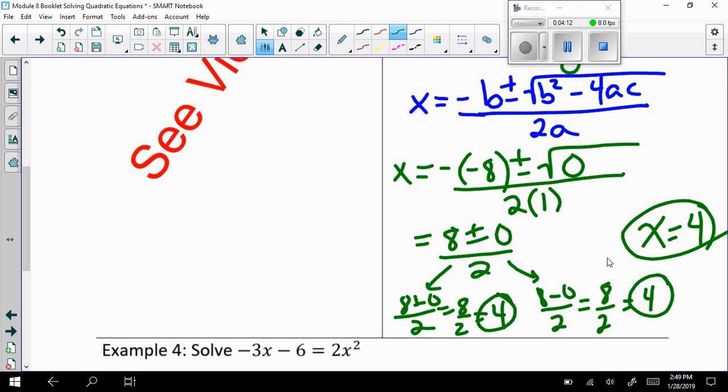We do have one more example to do. We will do that one together. But that is our 3 cases of what can happen. We are going to look at example 4 because there is one that we haven't done, which is the one where our discriminant is negative.